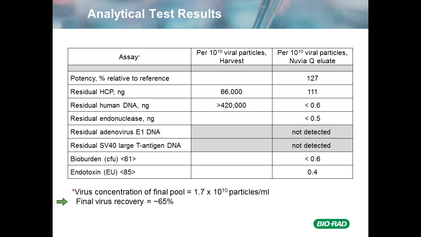Final virus recovery was about 65%, which again is quite good for a single step when you're dealing with things like viruses. And as I indicated before, the virus concentration of the final pool was about 2 times 10 to the 10th, right? So if the final dose is about 10 to the 10th, you'd only need half a mil of this material without even any further concentration. Now, obviously, you have to do some manipulation to get this into its final formulation, but you certainly don't have to do much concentration, which, again, reduces the shear forces on the final product.